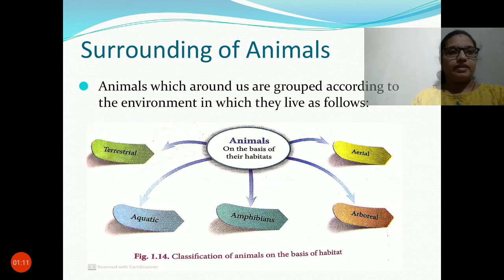Animals around us are grouped according to the environment in which they live as follows. I have shown in a diagram, just observe this. First one is terrestrial animals, aquatic animals, amphibians, arboreal, aerial. We will see one by one what is the meaning of this.